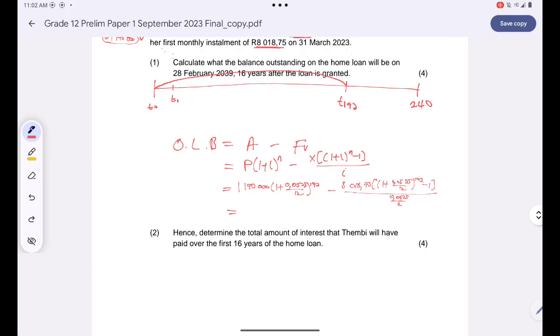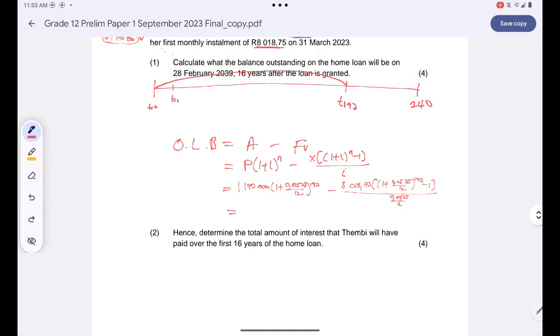Others would have preferred to calculate the present value of the future payments. That's still okay, but I don't like that one because you are not always given the full duration of the loan. You can only use the present value if you know the full duration of the loan.